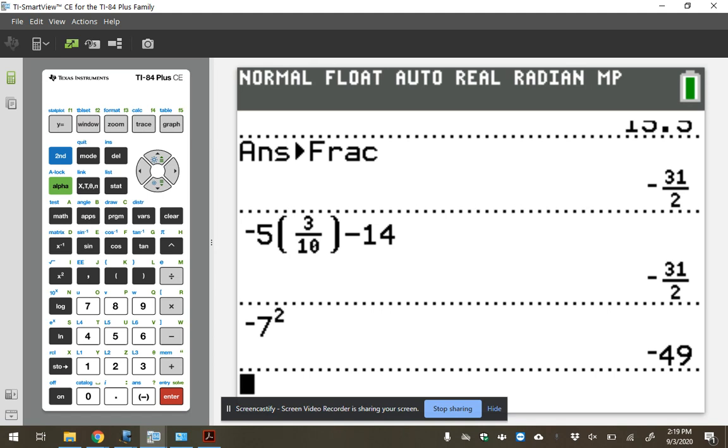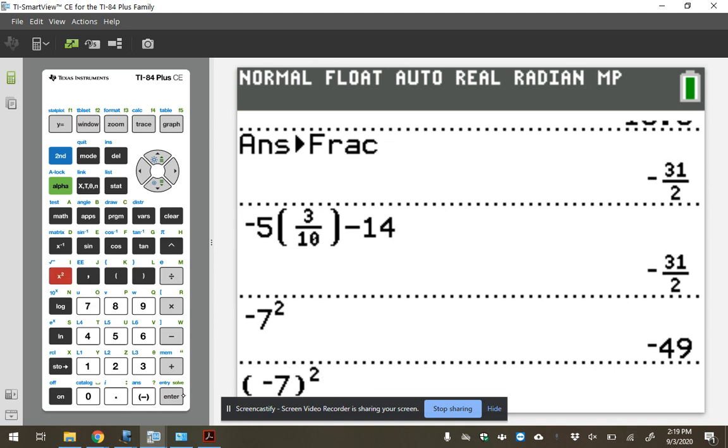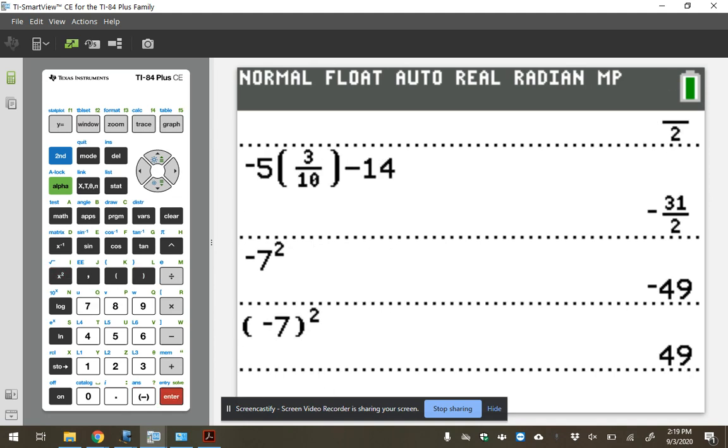Positive, always. So your calculator doesn't read it the way that you meant it to do. It reads it as negative, then 7 squared, which is following order of operations to the T. So you've got to do parentheses. If I put parentheses around negative 7 squared, it gives me back the right thing, because then you are squaring negative 7. The calculator is very picky about that.